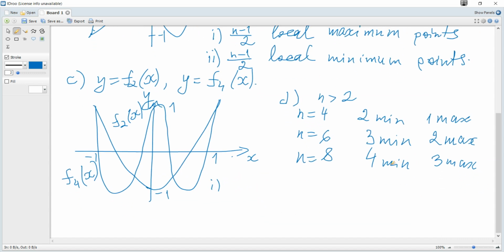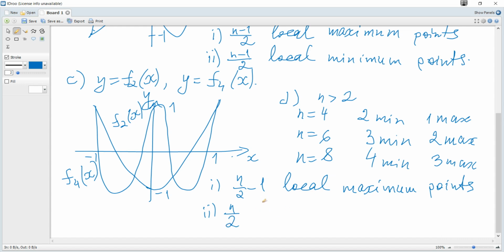We can see that for maximum it can be described as n over 2 minus 1: 8 over 2 minus 1 is 3, 6 over 2 minus 1 is 2, 4 over 2 minus 1 is 1, so it's correct. It's the number of local maximum points. And we can see that for minimum it's just a half, so it can be described as n over 2, the number of local minimum points.